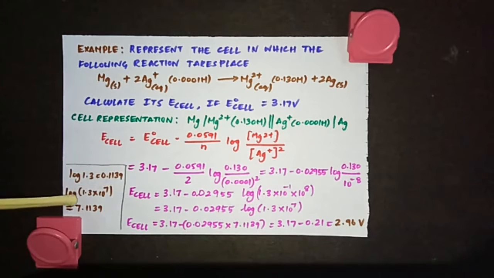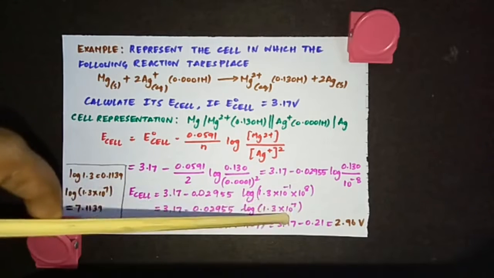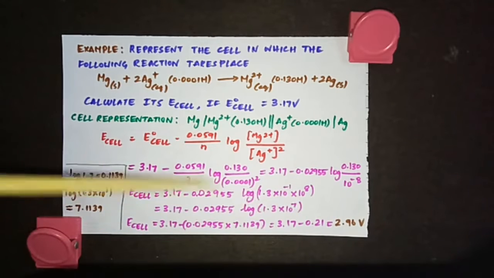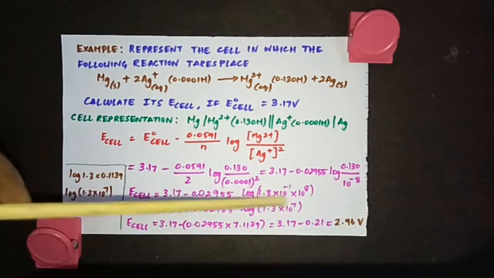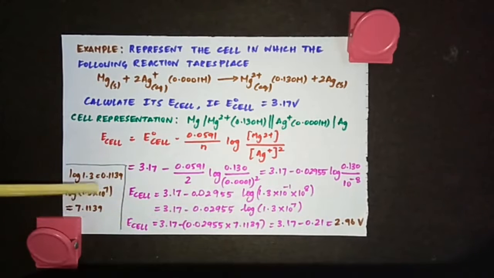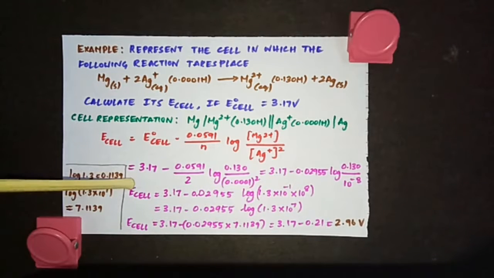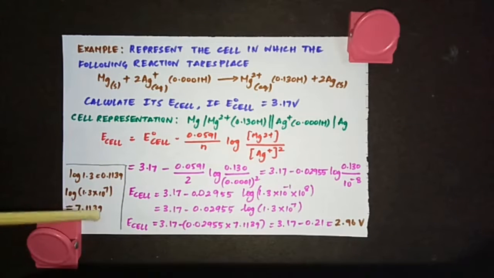So log 1.3 into 10 to the power 7. I told you keep this 10 power 7. After getting this value, put the 7 in the place of 0. So 7.1139 will be the log value for this. So whatever power you have, put that power in this. If you have 12, put here 12.1139. If it is 6, put 6.1139. So whatever power value you have, you put here 7.1139.